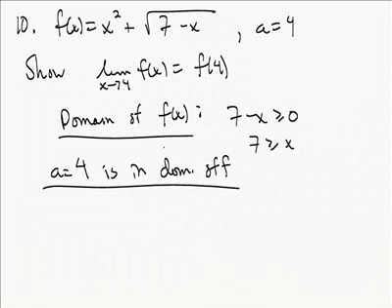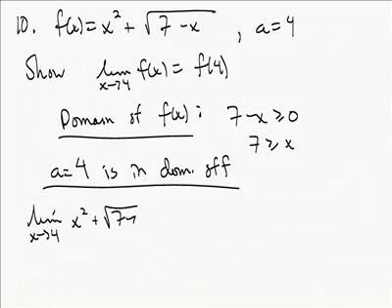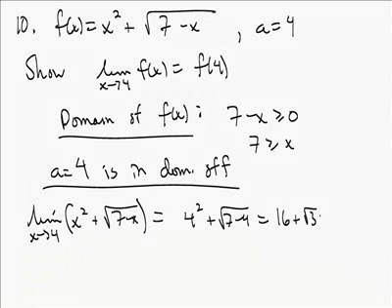And since 4 is in the domain of f, we can see that the limit as x approaches 4 of x squared plus the square root of 7 minus x is just going to be equal to, well, since 4 is in the domain, the function is going to be continuous there, because these are functions that are continuous on their domain. So we have 4 squared plus the square root of 7 minus 4, which is 16 plus the square root of 3. And that's just equal to the function evaluated at 4.